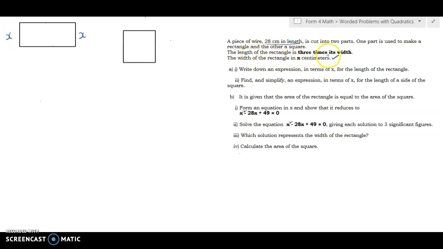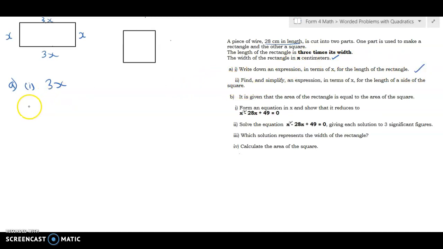The length of the rectangle is 3 times its width. So here will have to obviously be 3 by x. And here will also be 3x. Part A, part 1 says write down an expression in terms of x for the length of the rectangle. So A, part 1 will be length will be 3x. Now an expression cannot have an equal sign, so this would be my answer. That's it for this part.